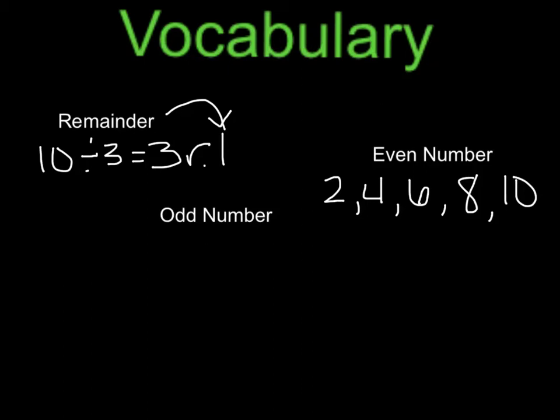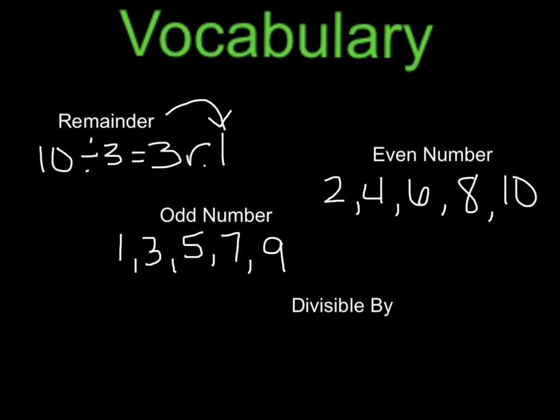Next, we have odd number. An odd number is any number that is not evenly divisible by 2. The first few odd numbers are 1, 3, 5, 7, and 9. All of these numbers will have a remainder if you divide them by 2, which is what makes them odd numbers.